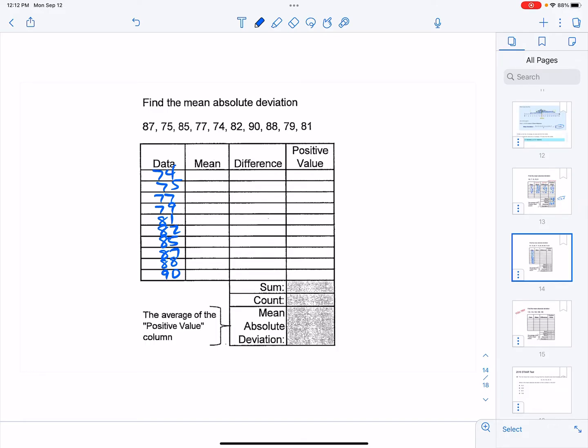So what you're going to do is take all of those numbers, add them all up on the calculator, and in this case, we're going to divide by 10 because there are 10 data points. When you do that, you find out that your mean is 81.8. So we would write that all the way down.